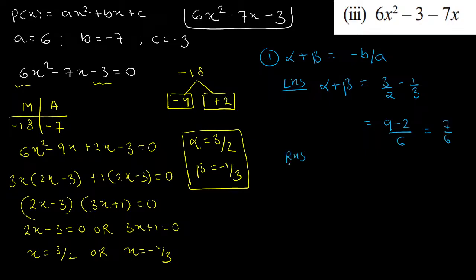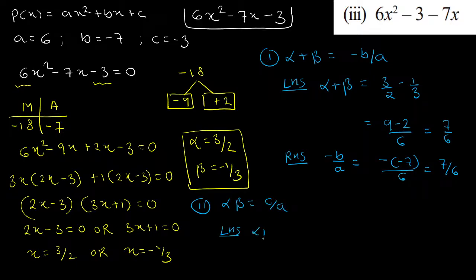So RHS part, that is -b by a. So minus of -7 and a is 6. So we are getting 7 by 6. So it is verified. Next is alpha beta is equal to c by a.